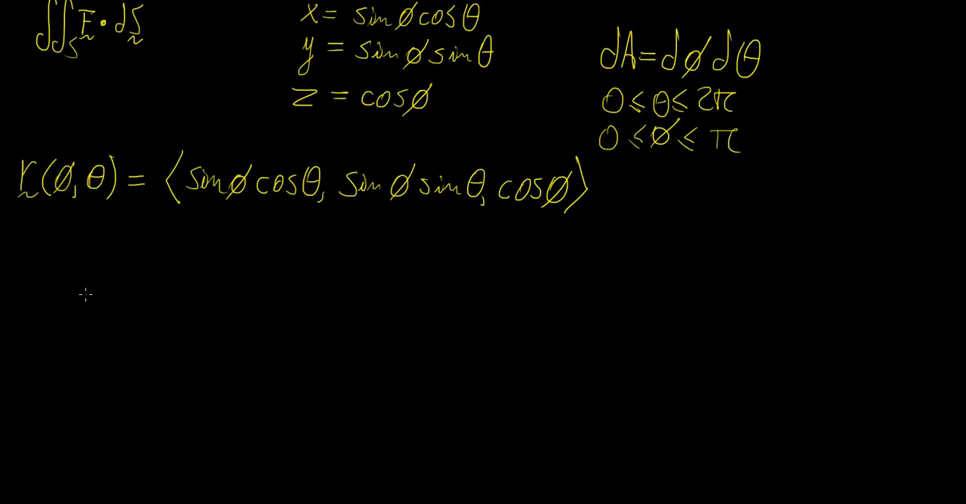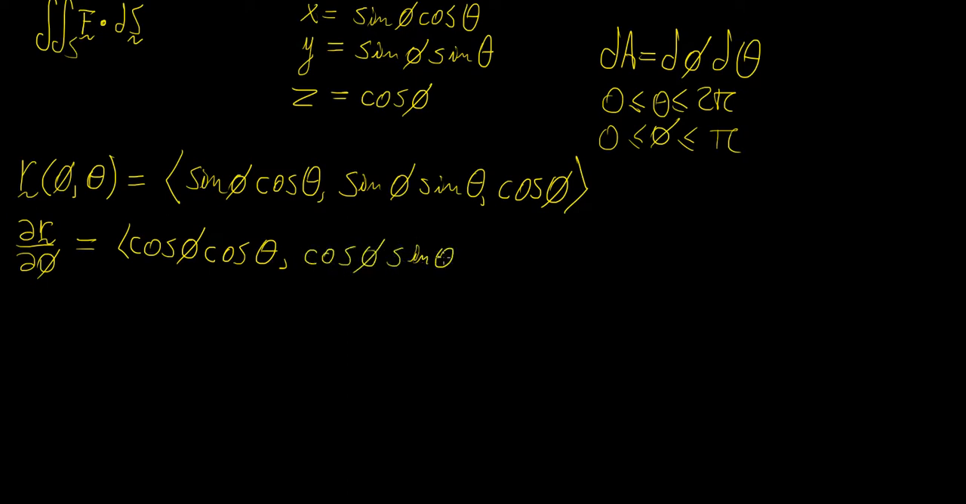So in this case we're just going to compute the derivatives. We're going to have dr over d phi first, and if we differentiate it, this becomes cosine phi cosine theta, cosine phi sine theta, and then minus sine phi. Then for this one, we're going to have minus sine phi sine theta.